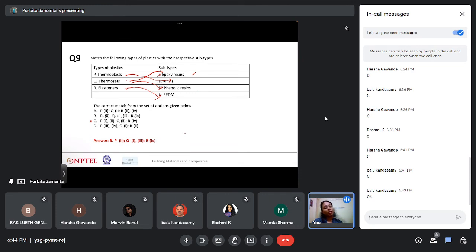Whereas when we talk about thermoplasts, thermoplasts have polyethylene, then polypropylene, then vinyls are also there, acrylic is also there, then polyamides are there, then polycarbonates are there. So polycarbonates, fluoropolymer, polyamides, then vinyl, these basically fall under the thermoplast category.